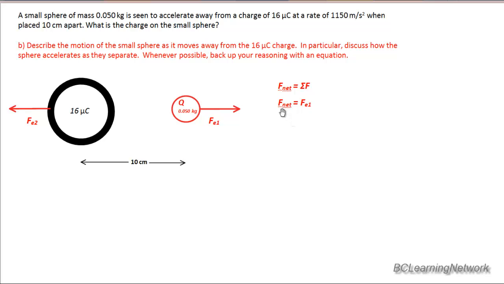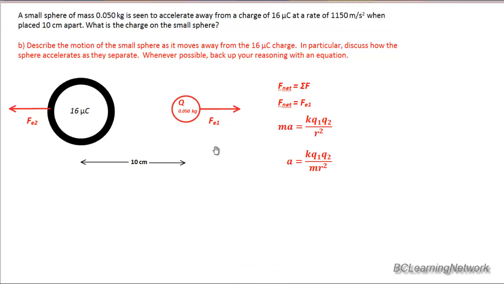Now we can substitute in for F net. Newton's second law says that F net is always ma, and Fe is governed by Coulomb's law. So this represents our equation of motion. F net is ma, mass times acceleration, and our electrostatic force is governed by Coulomb's law for point charges. Point charges in physics are spherical balls of charge, and it's governed by k Q1 Q2 over r squared. So that's our general equation that represents this particular situation. Now I can take it one step further and solve for a, and then we can analyze the question.